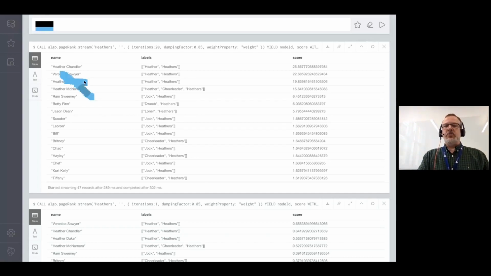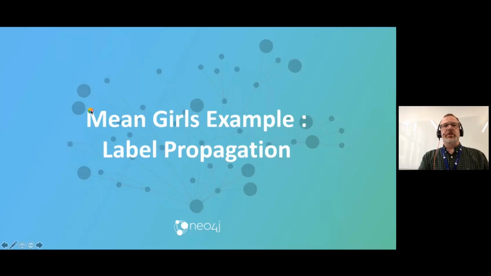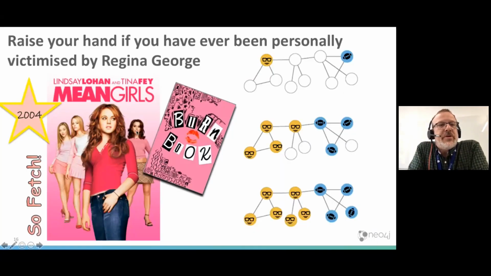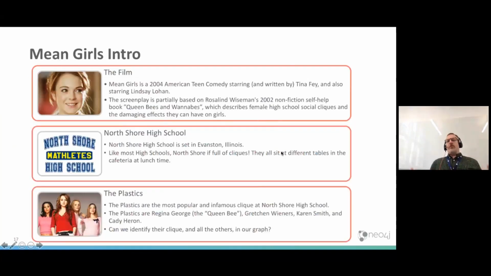So moving on, we'll take a look at Mean Girls. So Mean Girls was released a bit later than Heathers. Came out in 2004, starring Lindsay Lohan and Tina Fey. We're going to look at label propagation and how we can identify cliques in our graph using label propagation. So the film is maybe less dark than Heathers, but no less biting. It still has kind of a strong story to tell. It's based on a screenplay.